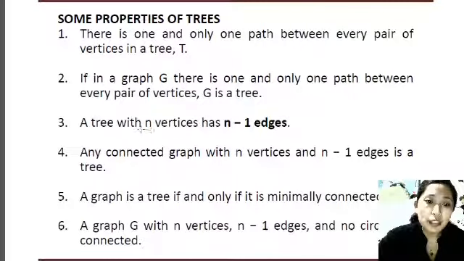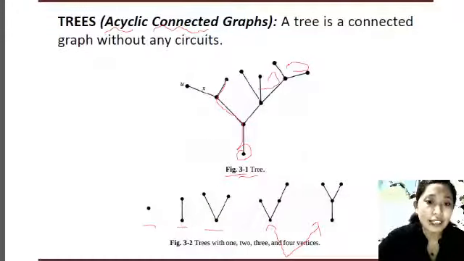Now the third property: if a tree has n number of vertices, then how many edges is it going to have? Remember that we cannot have a cycle, which means that the number of edges among any combination of vertices cannot be more than one. If you go back to the previous slide, we can see how many edges there are with n number of vertices.